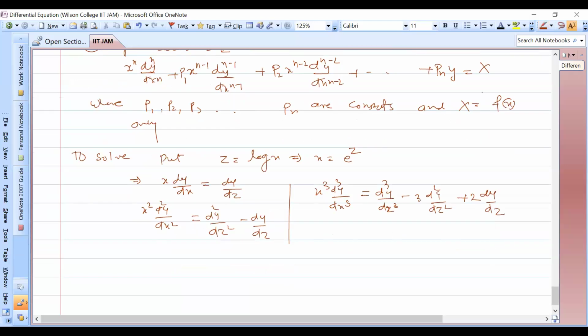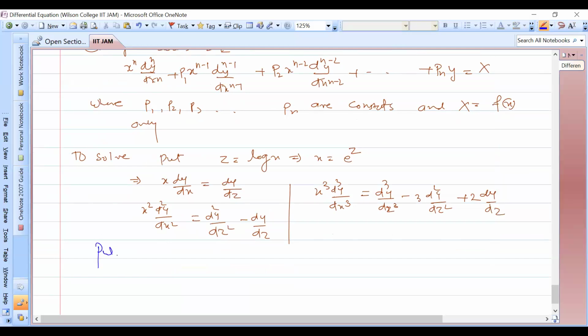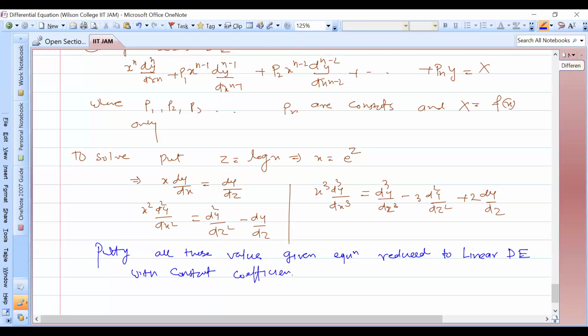So this is the theoretical approach. Putting all these values, the given equation is reduced to a linear differential equation with constant coefficients. Agreed?